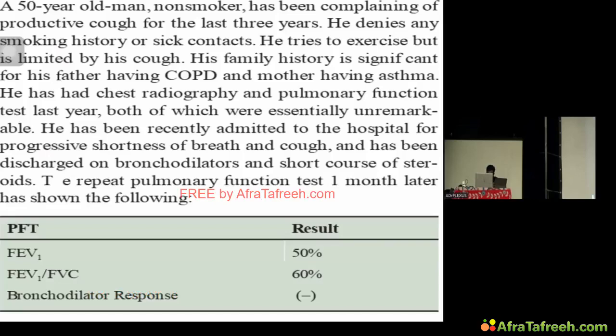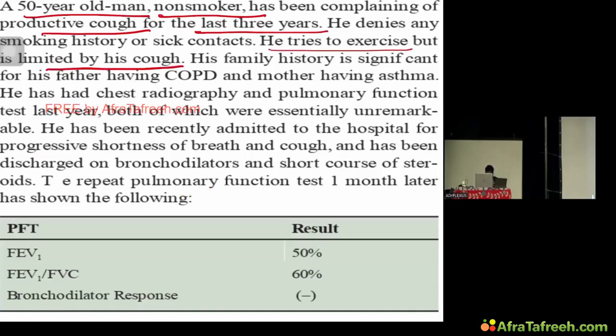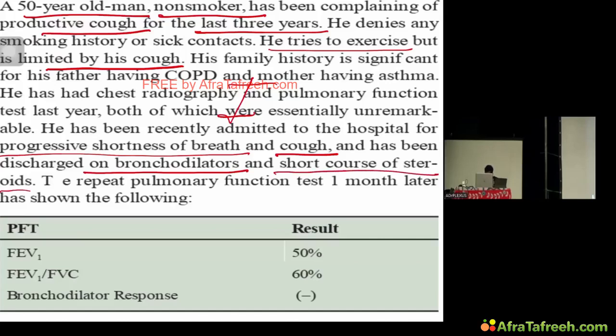A 50-year-old man, not a smoker, with a productive cough for the last 3 years. He denies any smoking history or sick contacts. He tries to exercise, but it is limited by his cough. He has recently had progressive shortness of breath and cough, and has been discharged on bronchodilators and a short course of steroids. The pulmonary function test is shown below. What is your diagnosis? This is the history.